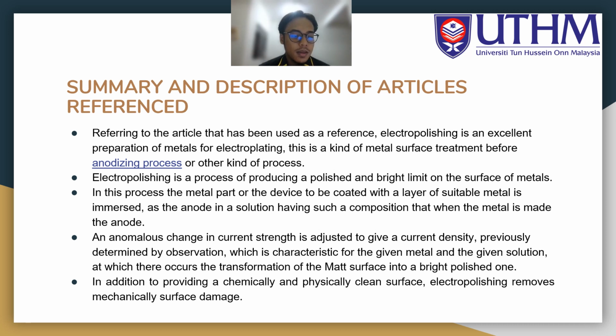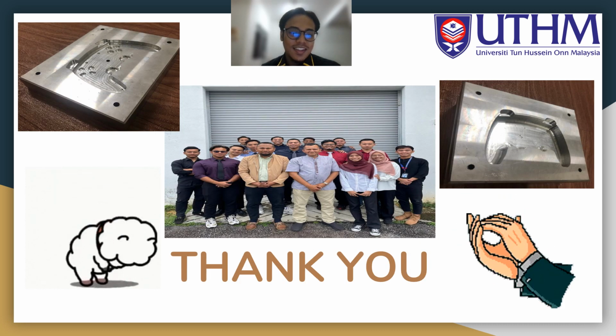Number four, an anomalous change in current strength is used to give a current density previously determined by observation, which is characteristic for the given metal and the given solution, at which there occurs the transformation of the matte surface into a bright polished one. And lastly, in addition to providing a chemically and physically clean surface, electropolishing removes mechanical and surface damage. And that's all for me.